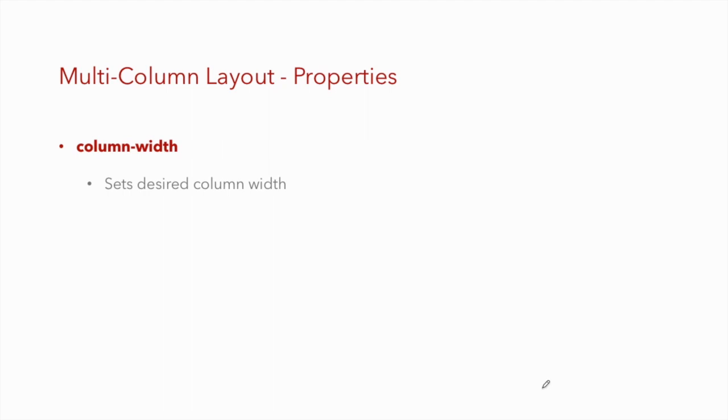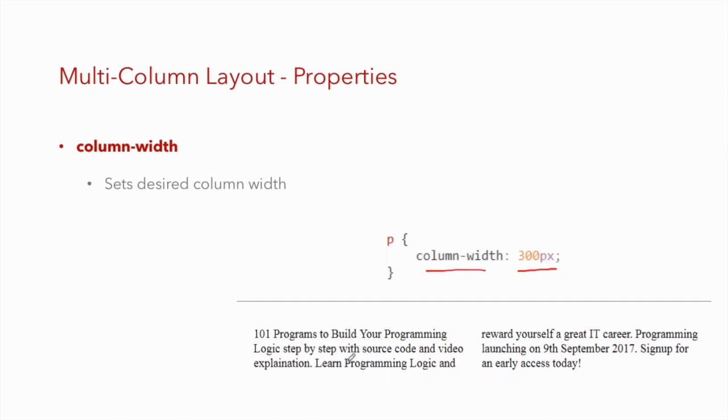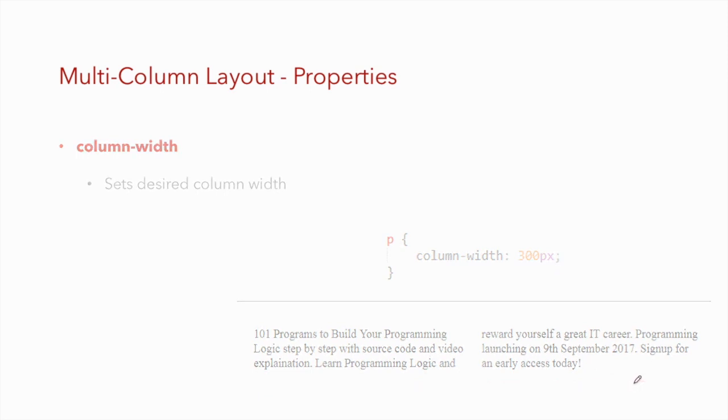Then we can also specify column width. It basically sets the desired column width for each column. So you can specify column width like this, and then you can specify values in px or percentage. So again, this is the output. These are 2 columns with a width of 300 pixels.